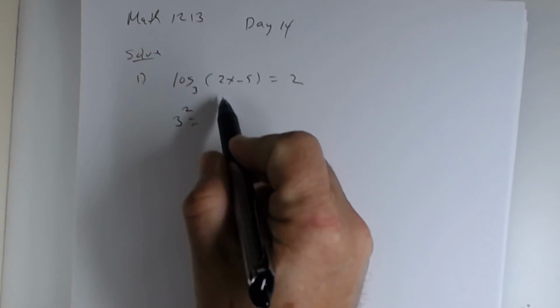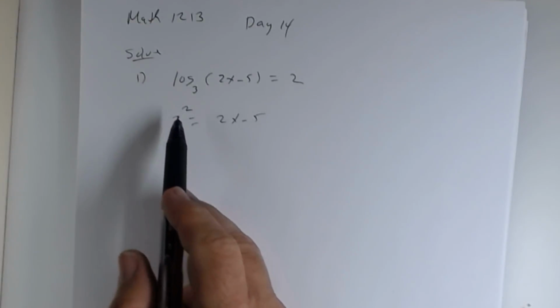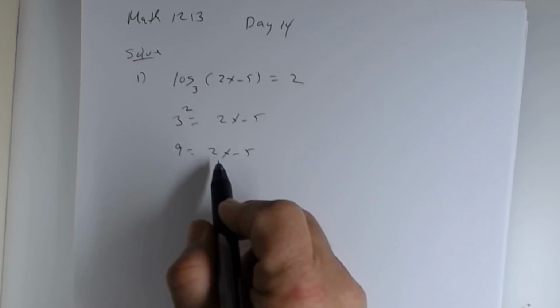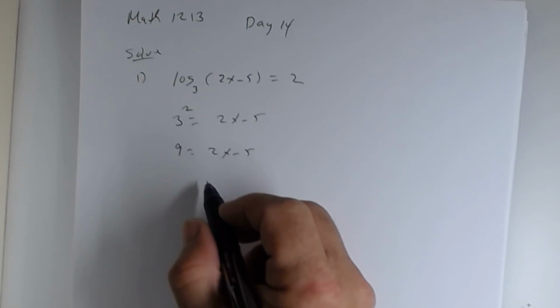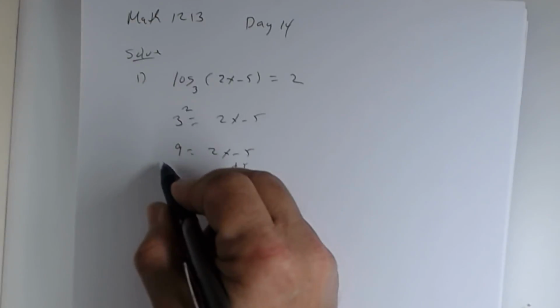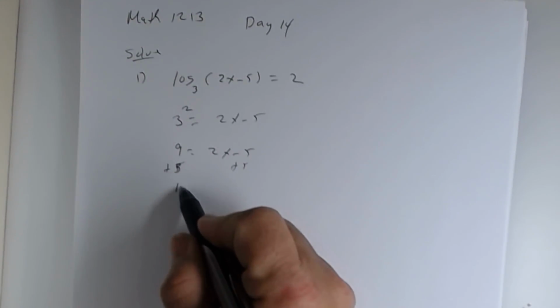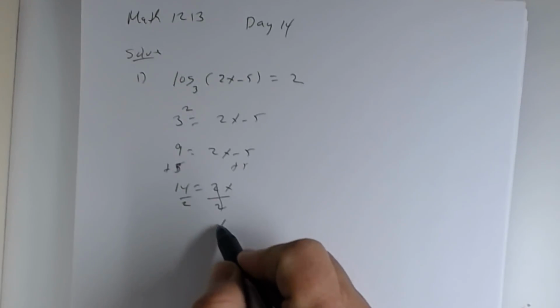So you're going to say 3 squared equals the argument, so that's 2x minus 5. And what's 3 squared? 9. So I have 9 equals 2x minus 5, and notice this is a linear equation. So all you do is add 5 to both sides and divide by 2, and you're basically done, although you've got to do one more thing. So 9 plus 5 is what, 14? And so therefore x would be 7.